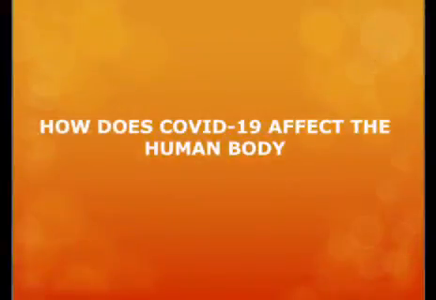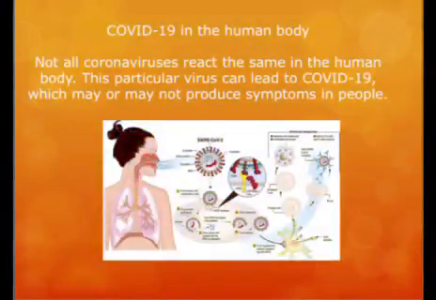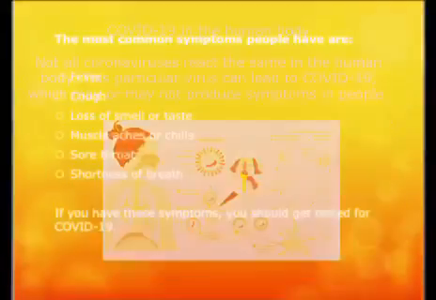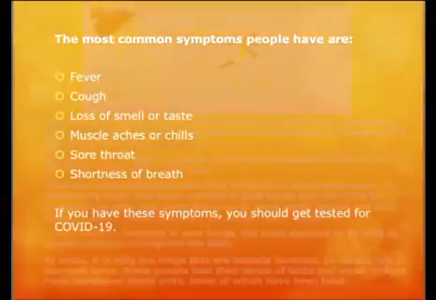How does COVID-19 affect the human body? Not all coronaviruses react the same in the human body. This particular virus can lead to COVID-19, which may or may not produce symptoms in people. The most common symptoms people have are fever, cough, loss of smell or taste, muscle aches or chills, sore throat, and shortness of breath. If you have these symptoms, you should get tested for COVID-19.